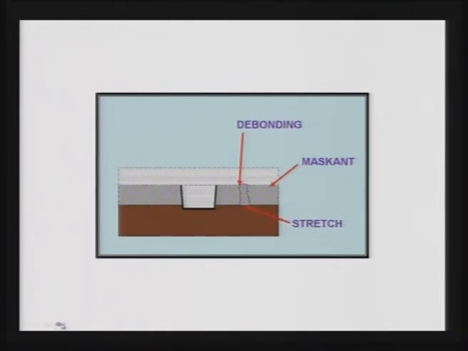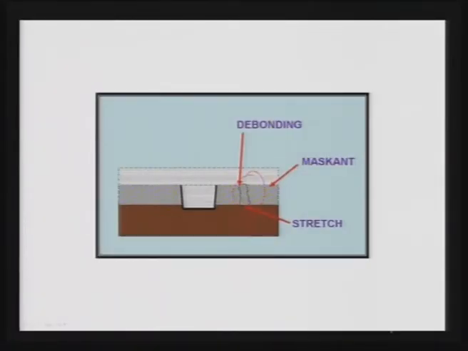Now, what happens? Sometimes debonding takes place. That means you have applied the maskant, but somehow that maskant cracks or is not properly adhered, and there is a way for the etchant to go and react with the workpiece through that particular area also. If that happens, then you are going to get a defective part, because you have not planned or thought of removing the material from this particular area. Because of debonding, the material will get removed.